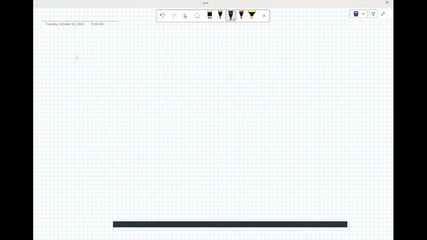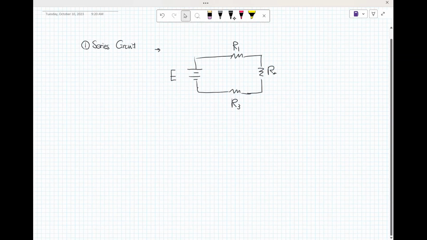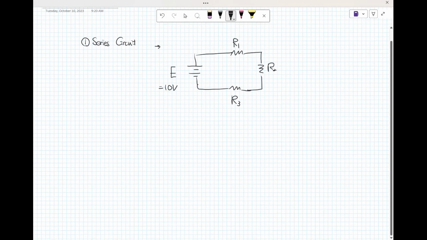Series circuit. This one has E, R sub 1, R sub 2, and R sub 3. For example, 10 volt, 2 ohm, 3 ohm, and 5 ohm here.